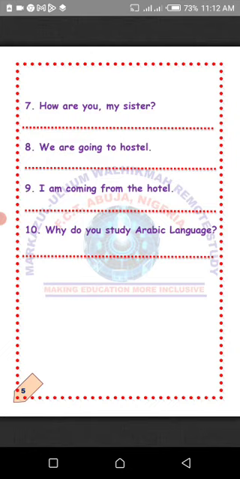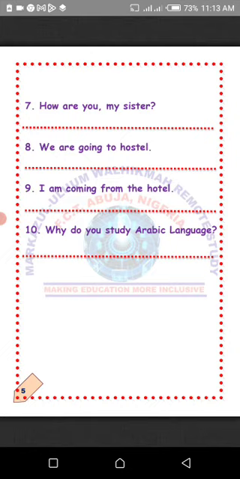We are going to hostel. Hostel, but hotel, فندق. Hostel, سكن. And dormitory, mahaja. نذهب إلى السكن. Number nine. How do you say in Arabic? I am coming from the hotel. آتي من الفندق.